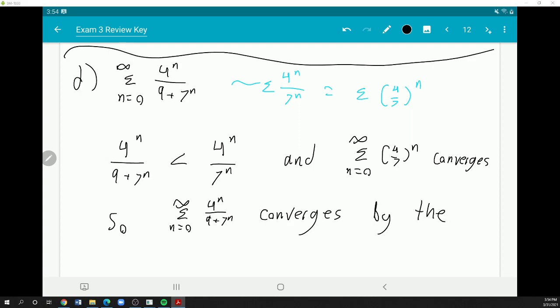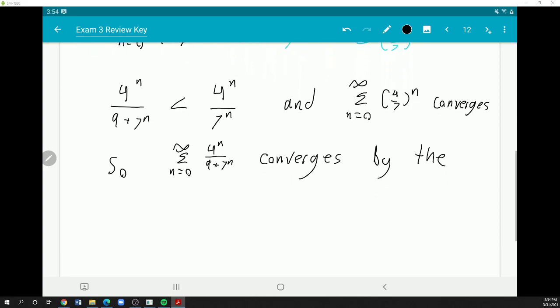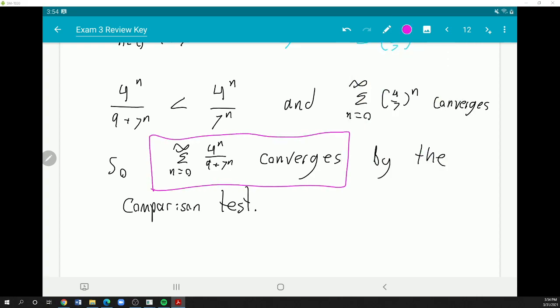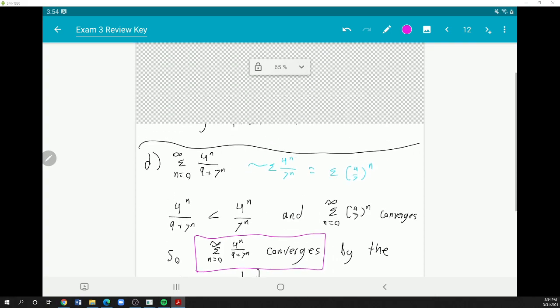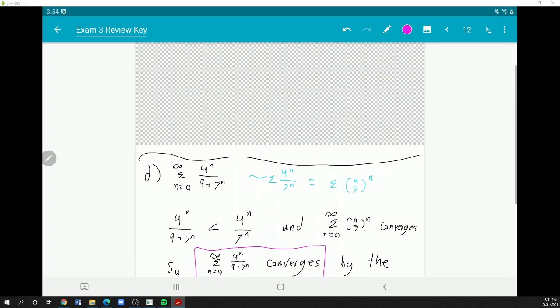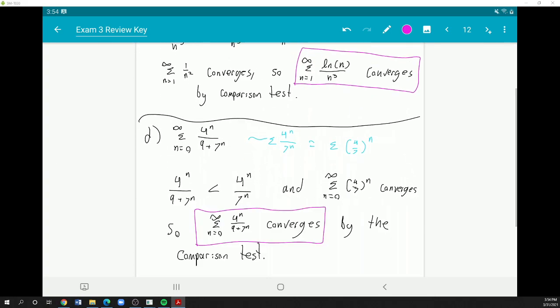You can use the limit comparison test on these. It'll be fine. It's just a little more work, whereas this was kind of nice and easy. So that's your answer. But again, you can't just say it converges and not do any work. That's worth almost nothing. The work is just as important as the answer. All right, so that is number 8.